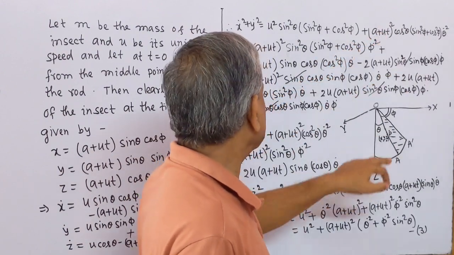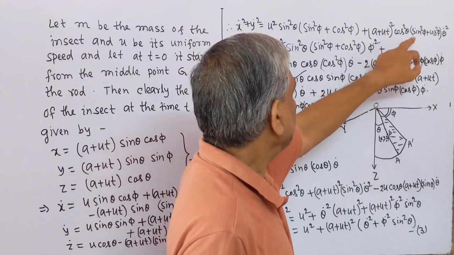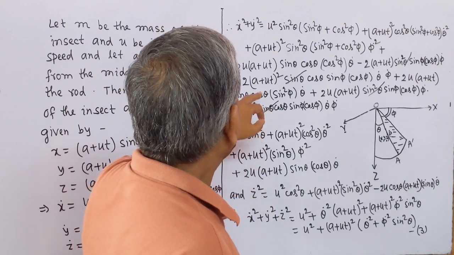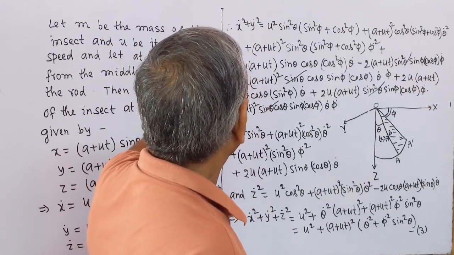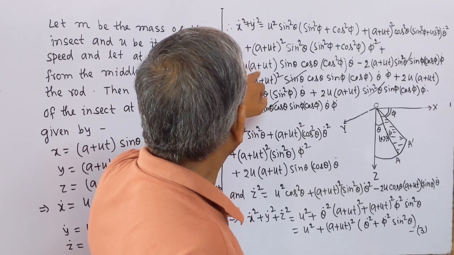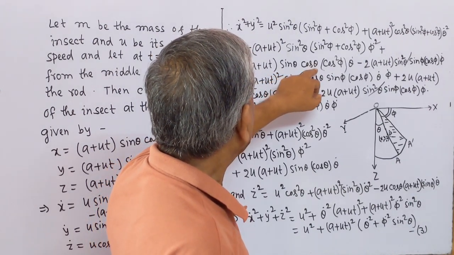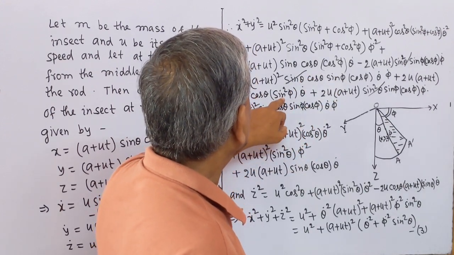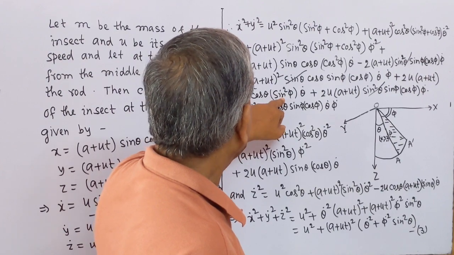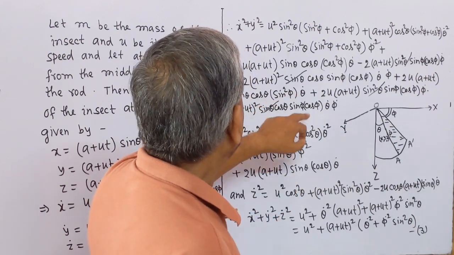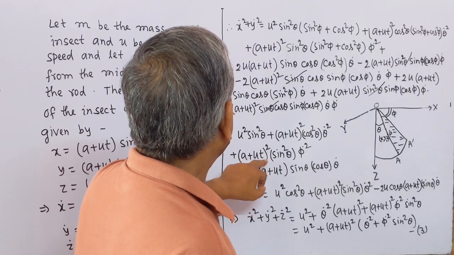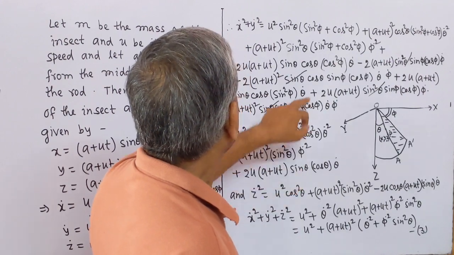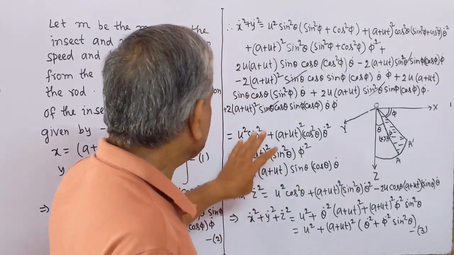(a plus ut) whole square cos square theta theta dot square, and here we see that 2u(a plus ut) sin theta cos theta theta dot is common, times cos square phi plus sin square phi, from these two terms. So we get this term, and (a plus ut) whole square sin square theta phi dot square. So we get this term.